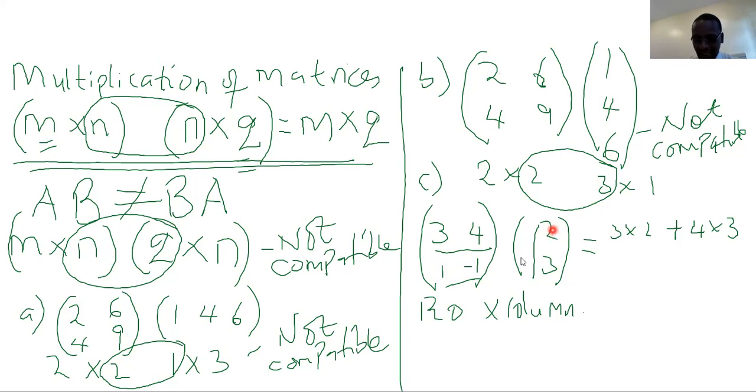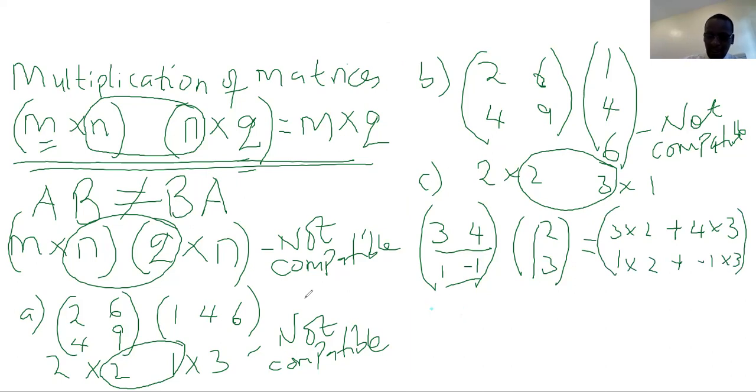Then we'll do plus minus 1, the second character in the second row, multiplied by 3, the second character in the second row. So that is how multiplication is done. So this will be 1 times 2 plus negative 1 times 3. Don't forget the brackets. And what will be the answer?